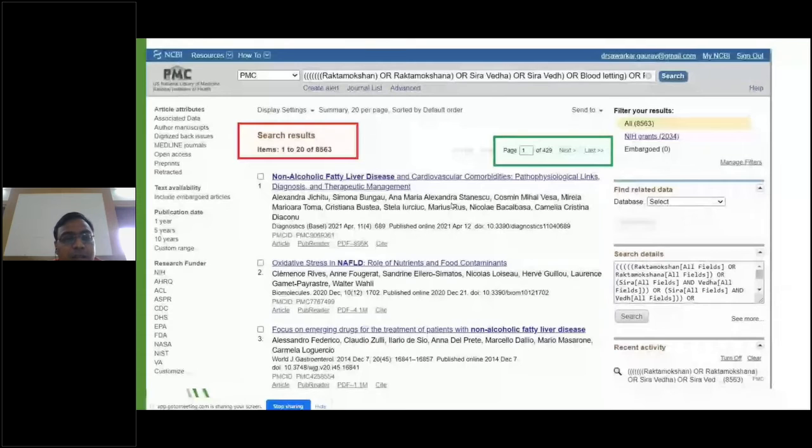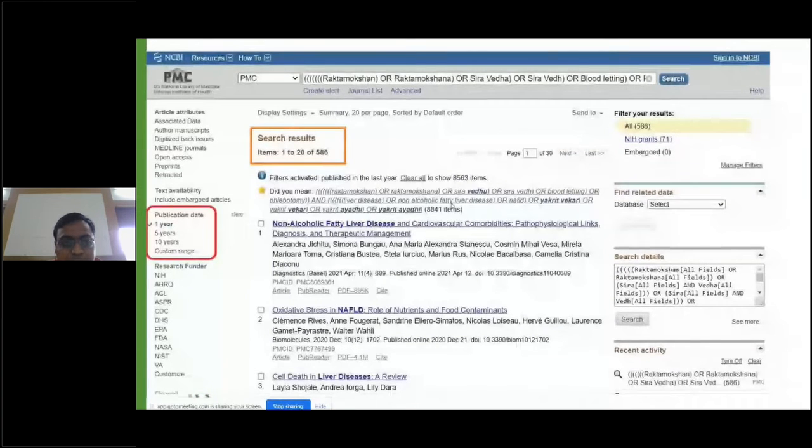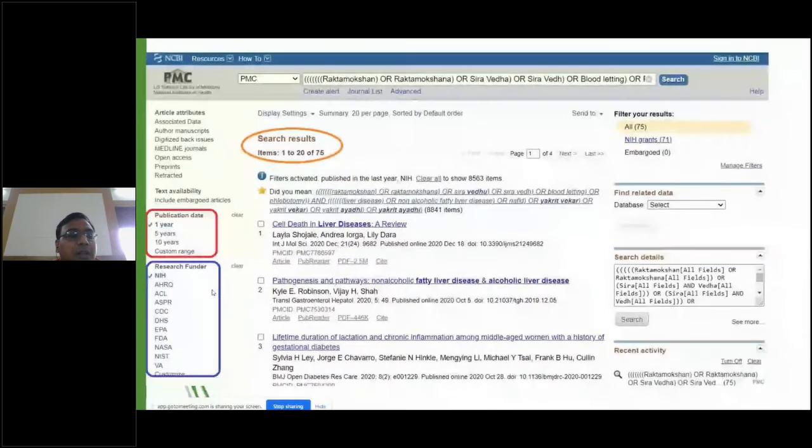I get 586 articles from this search. I get 586 items from my search engine. If I require articles from a specific national funding agency, the National Institute of Health, how many researches were funded by the National Institute of Health for this type of study? Then I will click on NIH, and I found that out of 586, only 75 researches were done or funded by the NIH. This is 4 pages of data, 75 articles I can download easily.